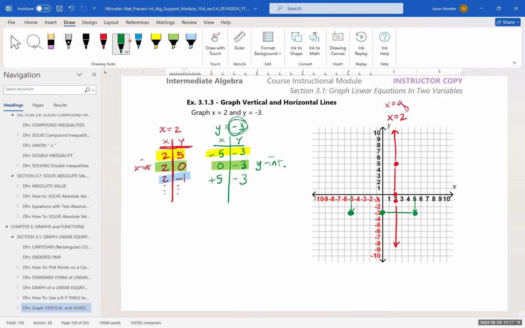So you can see we're very clearly getting a horizontal line. And the equation for a horizontal line is going to be y equals negative 3. So you can see that this is following the form y equals b, where our value of b is negative 3. Okay, so in short, that's how you graph vertical and horizontal lines.